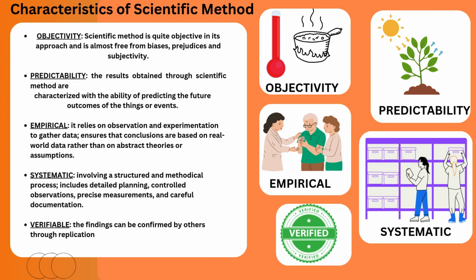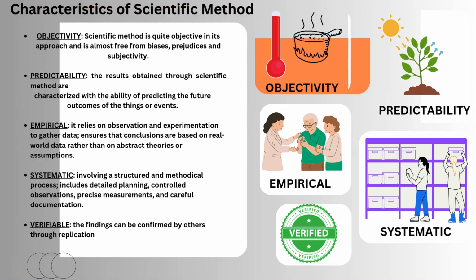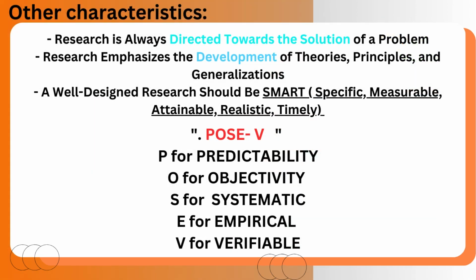Now verifiable: another researcher repeating the same experiment gets the same result, confirming the findings are reliable. That means if we have done a research and some other person does the same research, the person should also get the same results as us. So there are some other characteristics.